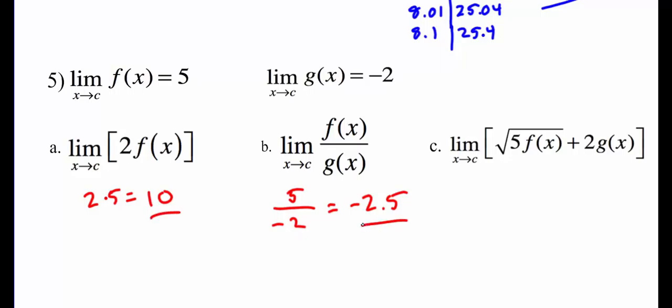So 10, negative 2.5. And then the last one, again, we're using a square root. And then we're going to add in some scalar multiplication, but it's still, so the square root of 5 times 5, which would be 25, plus 2 times g of x, which g of x, that limit is negative 2. So 5 minus 4, the value there is 1.